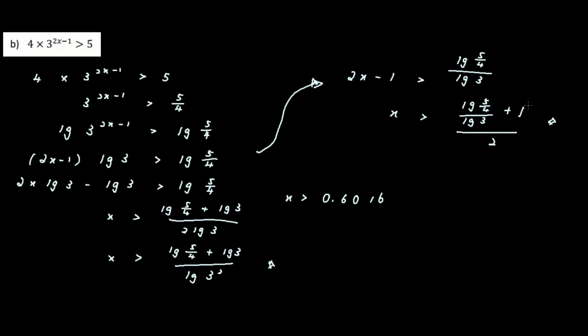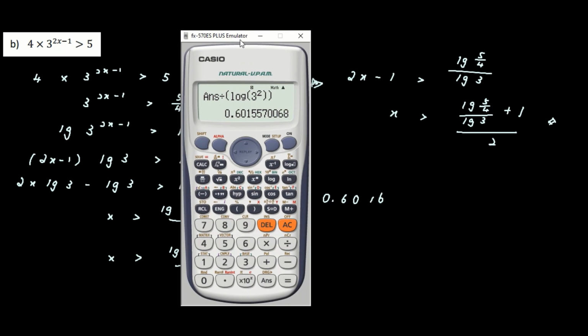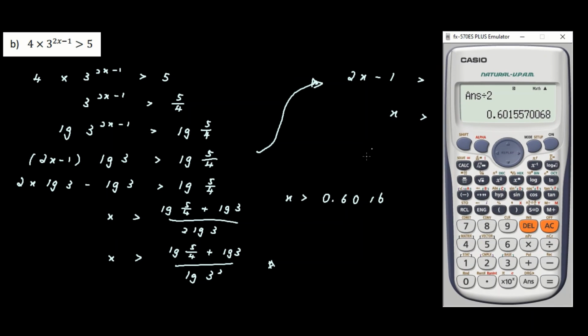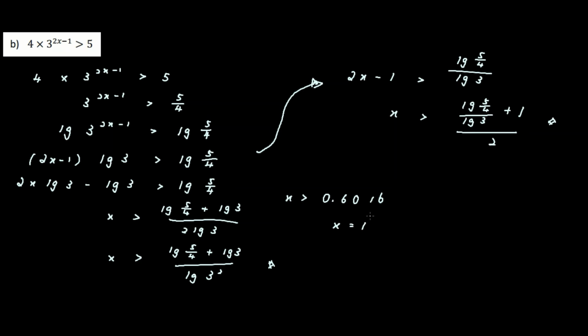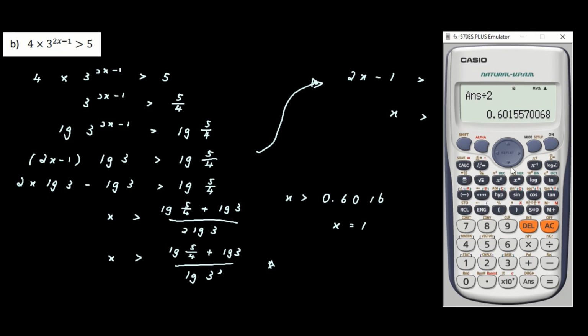Same thing, maybe let me press this and see whether I get the same thing or not. So I have log 5 over 4 divided by log 3, and then plus 1 divided by 2. Okay, so you can see I get exactly the same answer. So since we know that this is our answer, x should be greater than 0.6016 for us to get an answer greater than 5. So maybe let us just put x equals 1 and see what happens. Any number greater than 0.6 will do, right? So you can put any number in.